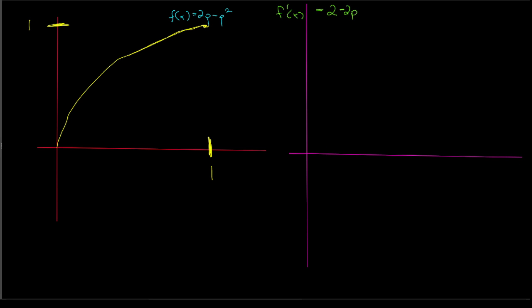And let's see here. That'll be 2. And let's see, halfway is about that far. That'll be 1. And so this function is like this. It's linear, right? It's a line with a negative slope of 2 and a y-intercept of 2.